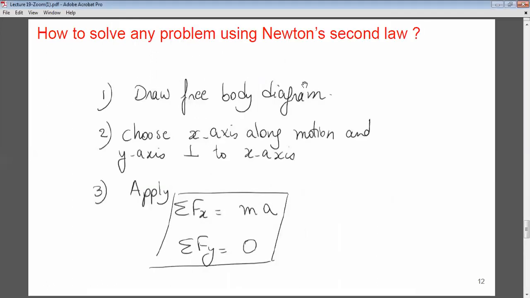Before I start solving any problem using Newton's second law, the first thing I do is draw a free body diagram. And I hope by now we know how to draw a free body diagram. The second thing we do is choose the x-axis along motion. So no matter how the object is moving, you choose the x-axis along motion. Then the y-axis will be perpendicular to the x-axis, okay? You choose the x-axis, then you choose the y-axis perpendicular to it. Then you apply these two formulas: summation of Fx equals ma, summation of Fy equals 0, okay?